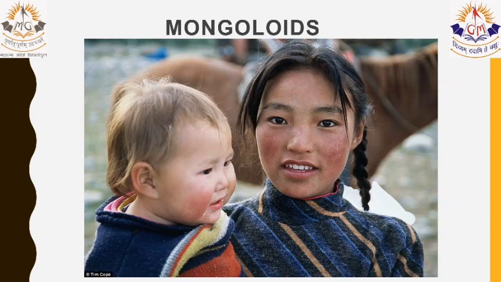Here in this picture we can see what the physical features of the Mongoloid tribe are. You can see the beautiful almond-shaped eyes and the high cheekbones. The cheekbones are protruding outside, so they have chubby cheeks.